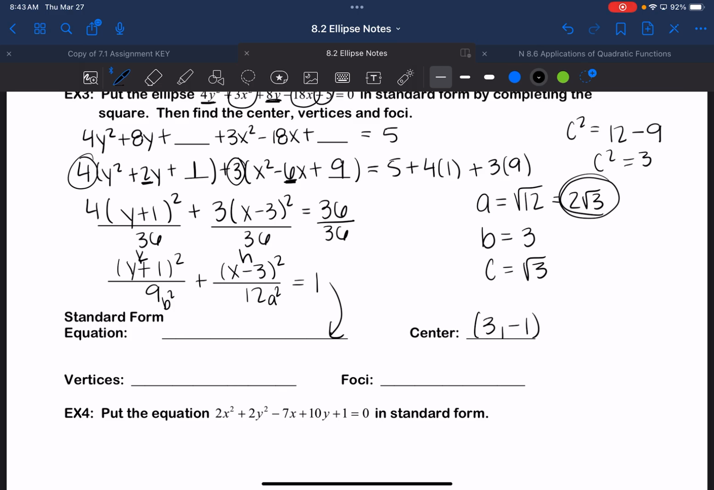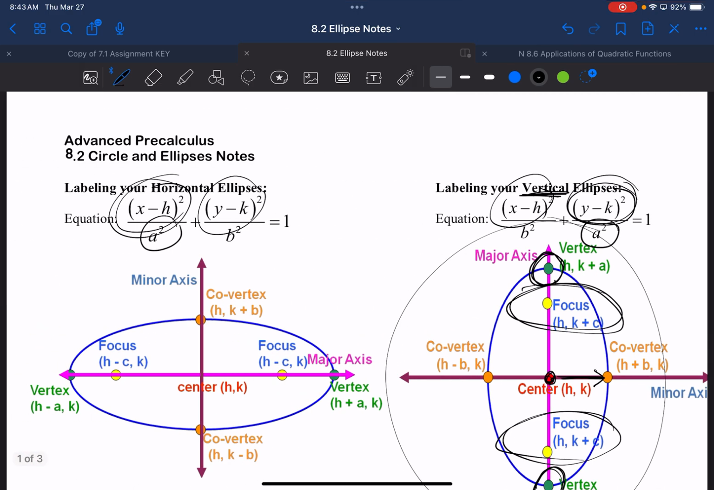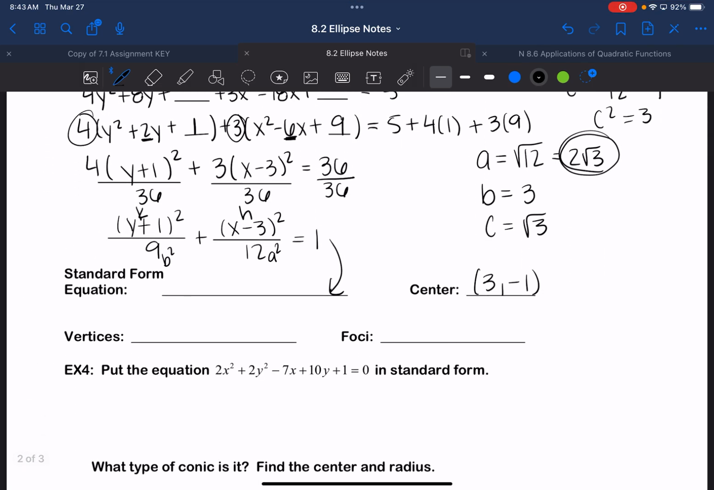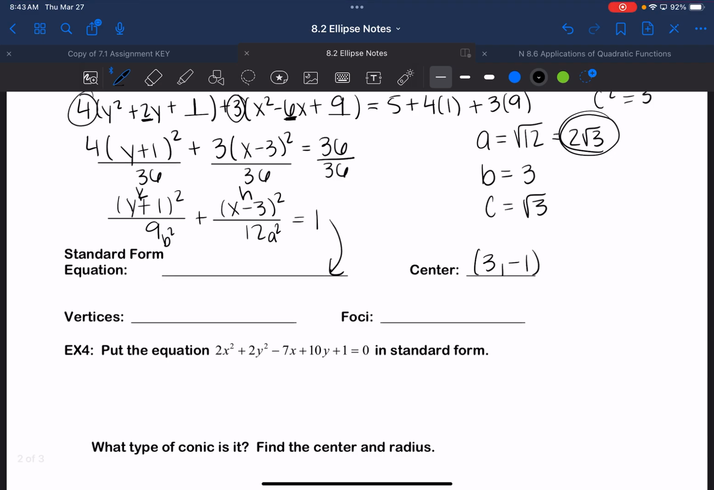Now, is this one going to run vertically or horizontally? Yeah, because we got the 12 with the x, so remember that means it's this first type, right? The horizontal. The big number was with the x. Okay, so that means I'm adding or subtracting a to the x value, right? Okay, well, our center was at 3, -1, so I would be adding and subtracting my a value, which is 2 square root of 3, to the 3. So it'd look like this, all right?